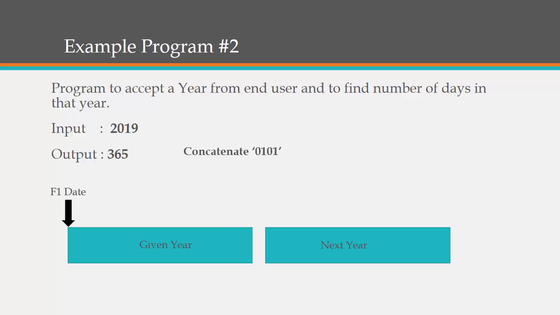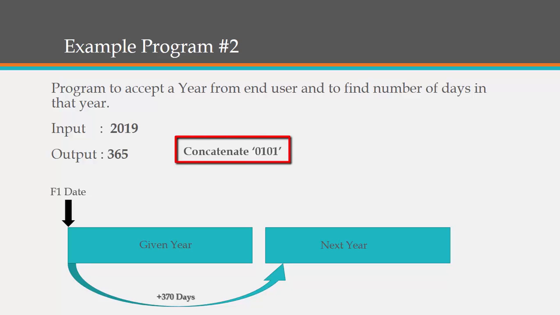Now the next step would be, if we add 370 days to the F1 date, then we will be landing up in the next year's January month, somewhere in the mid. Now to again get back to the 1st of January of the next year, we'll again be setting the 01 value, and it will be pointing to the first day of the next year. We'll call it F2 date. Now what we have to do is just subtract F1 date from F2 date to get the number of days present in the given year. So that's all about the logic of this program.